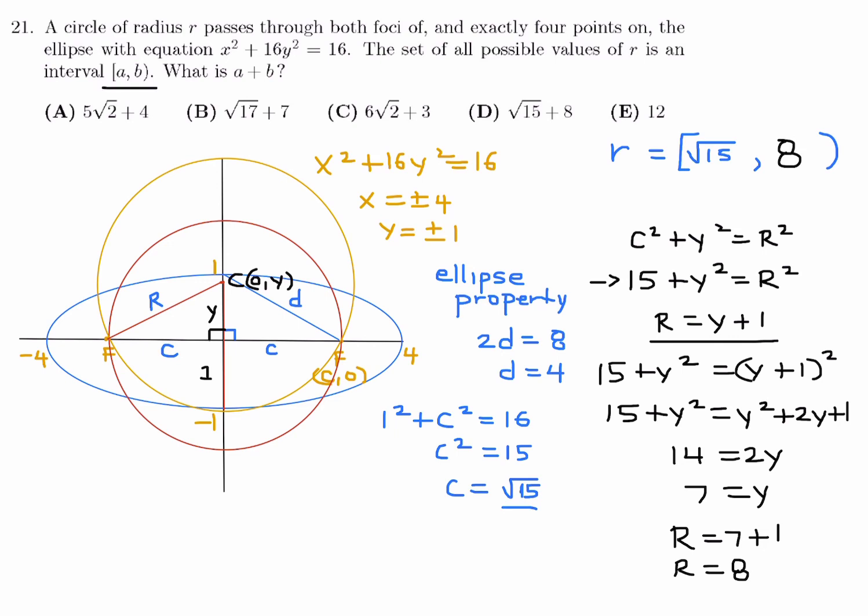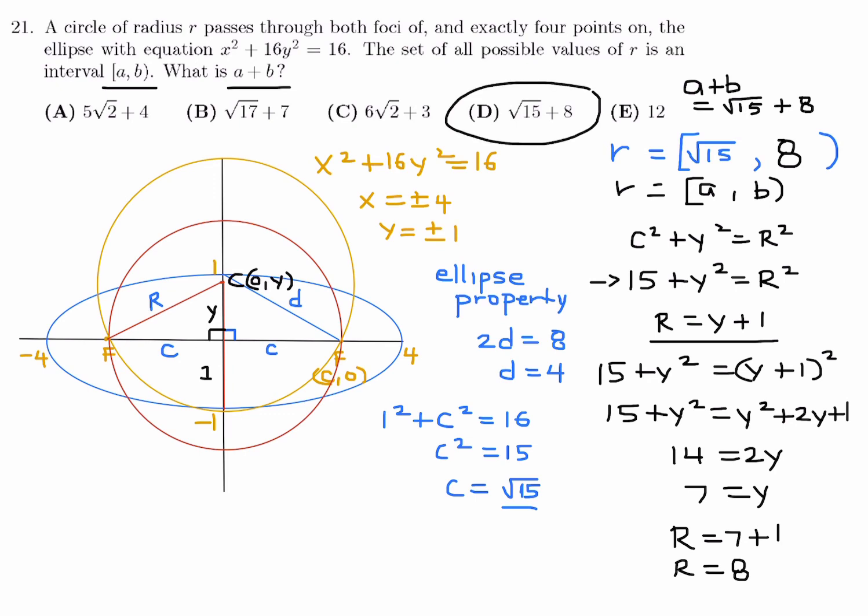So our interval R A B is root 15 and 8, and they want you to find a plus b. Well, a plus b will be just root 15 plus 8. And that for number 21 is choice D.